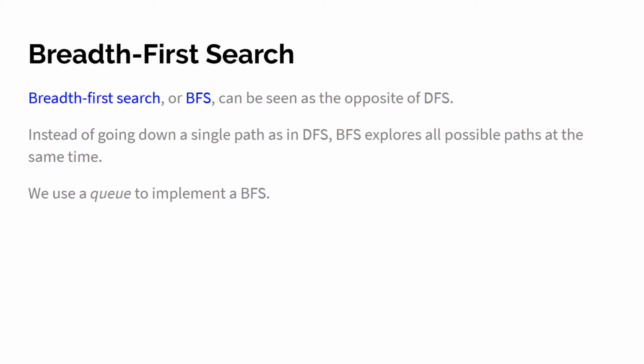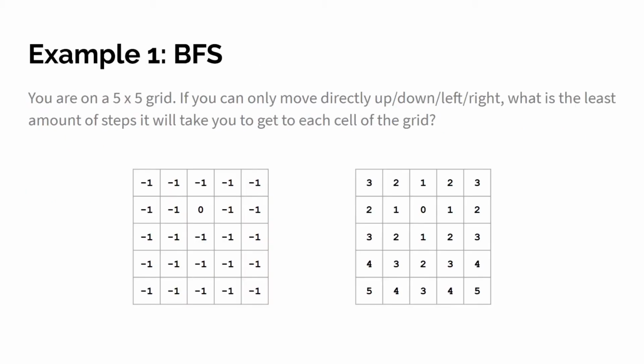And to show you what we mean, let's just jump straight into our first example, which is just going to be a simple BFS. You are on a 5x5 grid, and if you can only move directly up or down or left or right, what is the least amount of steps it will take you to get to each cell of the grid? So we might start here.